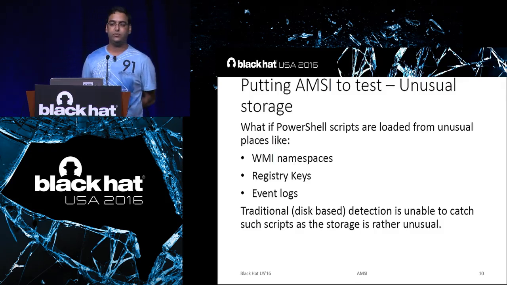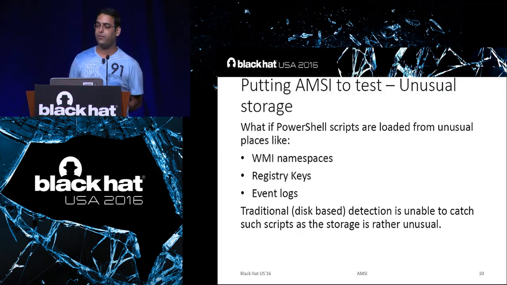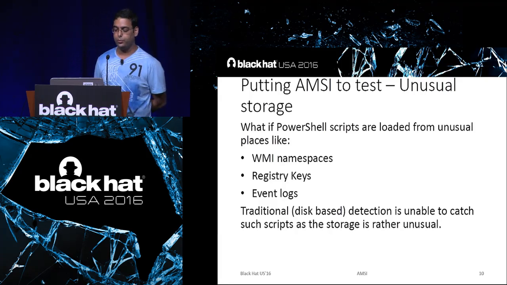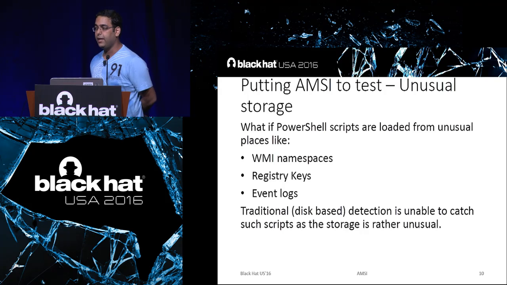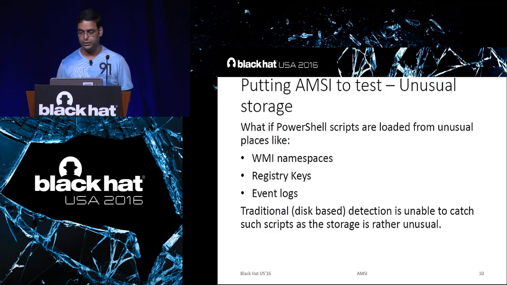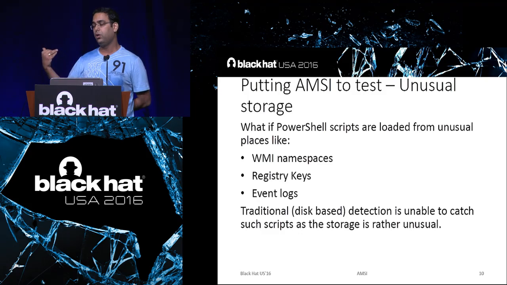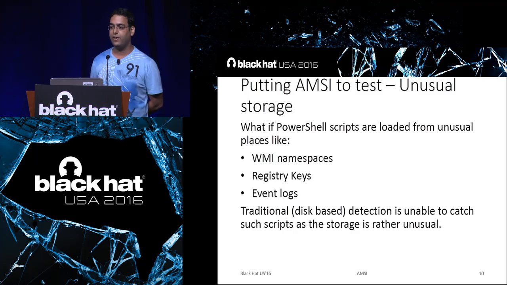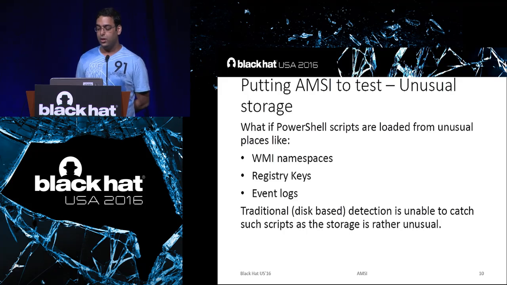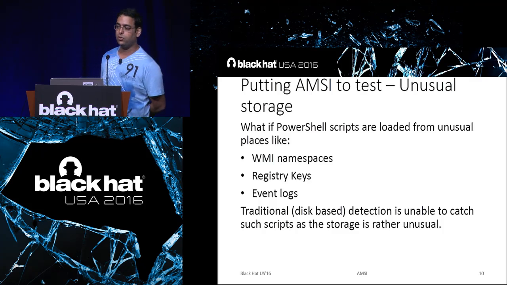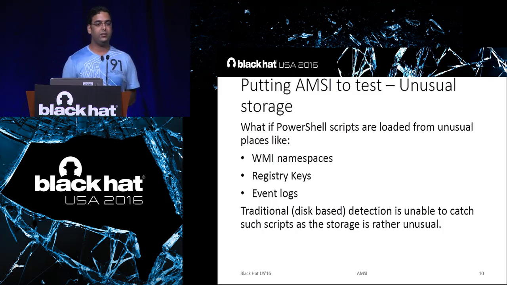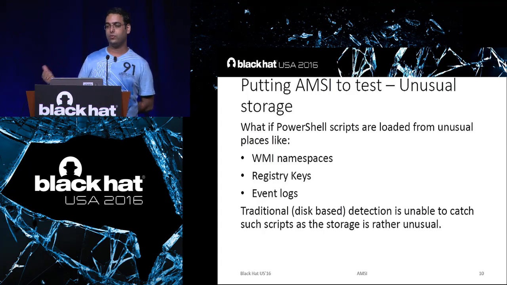So this was a really lame execution. Just from an interactive console, we tried to execute a script, and that was caught. What if PowerShell scripts are loaded from unusual places like WMI namespaces? You can save scripts in WMI namespaces or registry keys. Or what if you load scripts from event logs, storing a script in chunks in existing logs, loading it back and executing it? Traditional antiviruses during my tests were not able to detect these things for obvious reasons, but AMSI still caught them, because no matter where the script came from or what the method of input was, it was submitted in clear text to the scripting host, and at that time AMSI stepped in and detected these things.